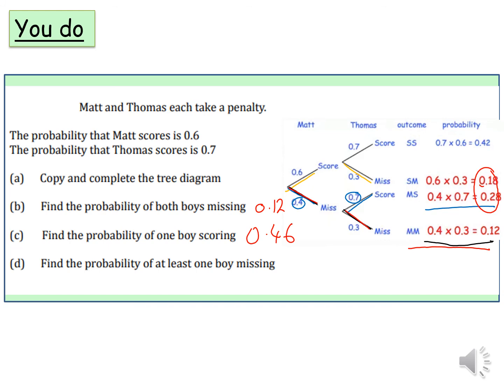Find the probability of at least one boy missing. So that means at least one of them misses, or both of them miss. So we're going to add up these three. I'm just going to show you here. We are going to add up these three here. The reason we add these three is because either Thomas has missed, or Matt has missed, or they have both missed. Yeah. So 0.28 and 0.18 and 0.12 should give us 0.58. So it's 0.58.